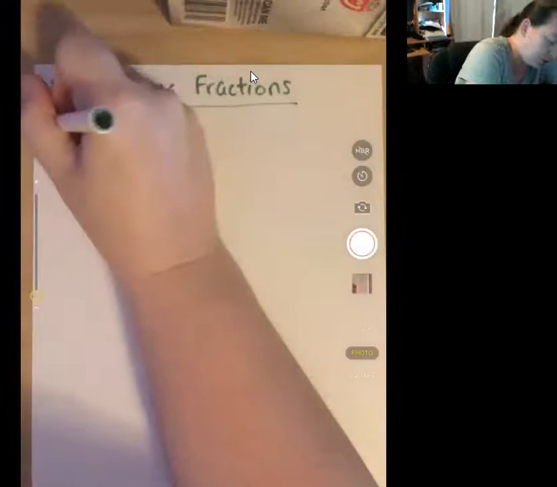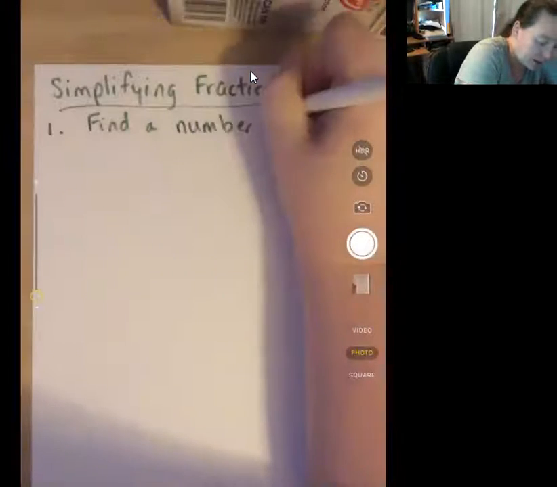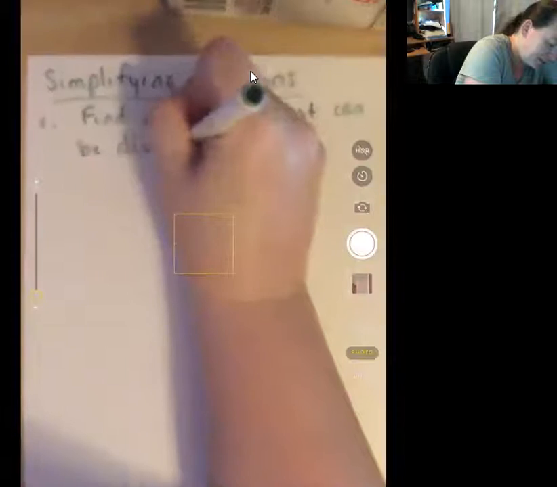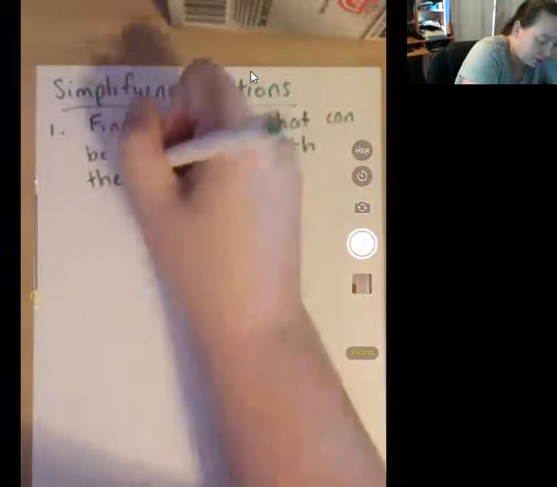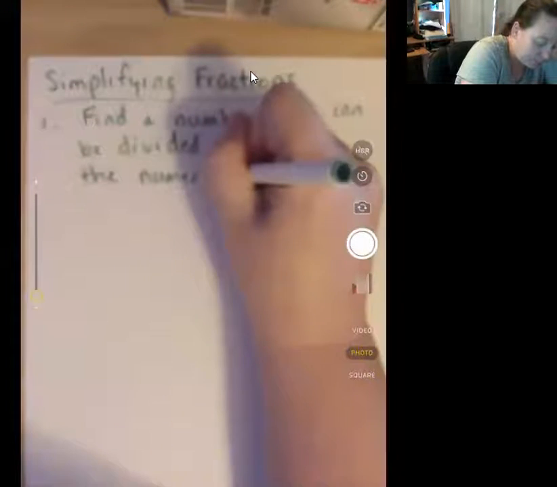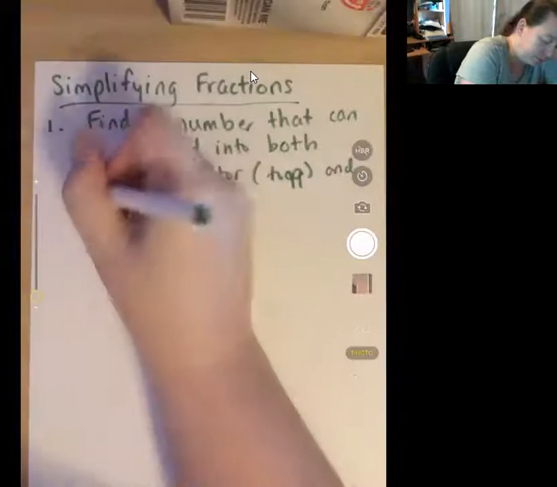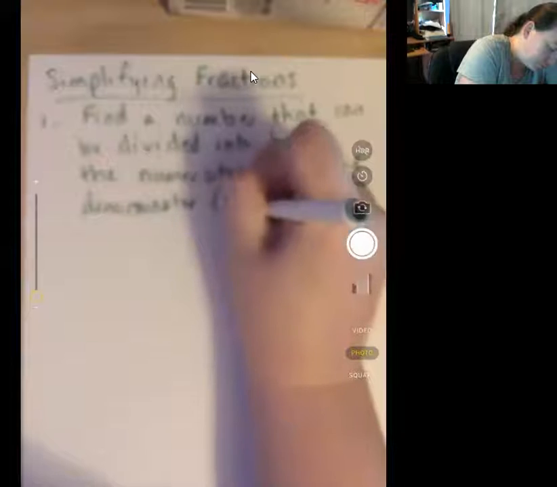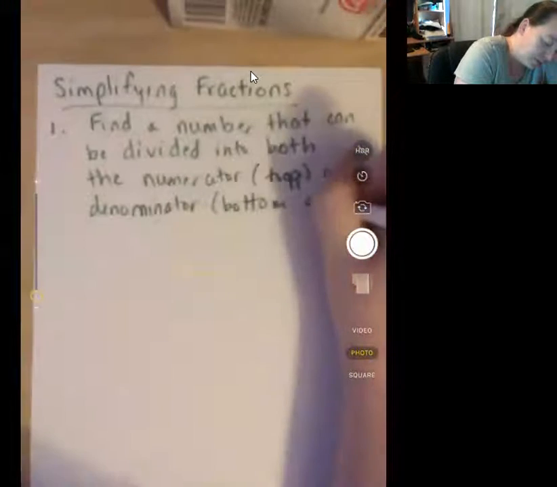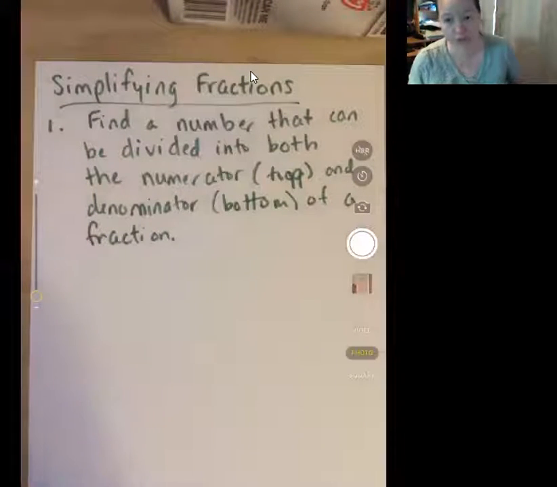The first thing you do is find a number that can be divided into both the numerator, that would be the top, and denominator, that would be the bottom, of a fraction. So that's the first thing we do.